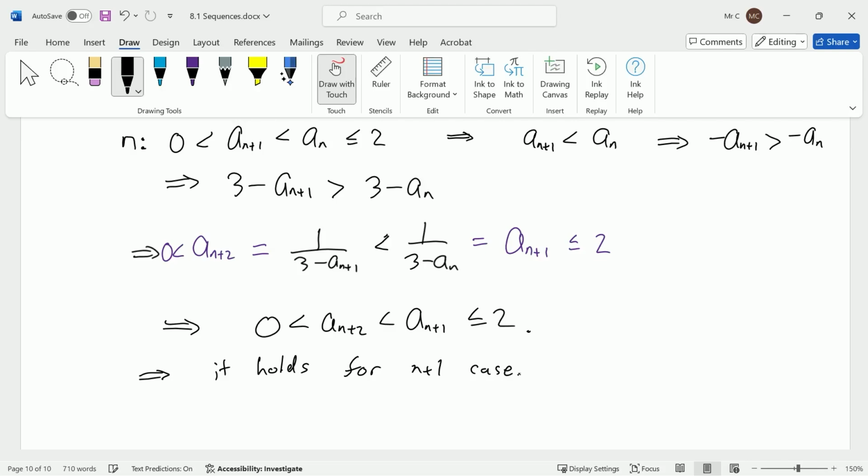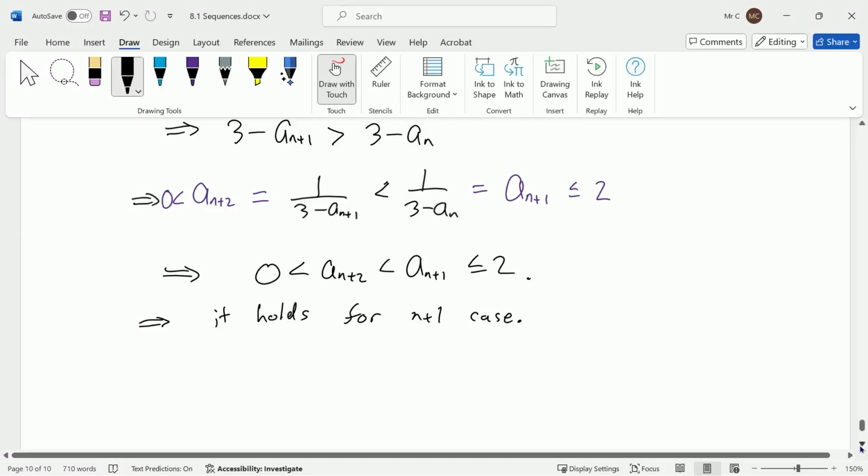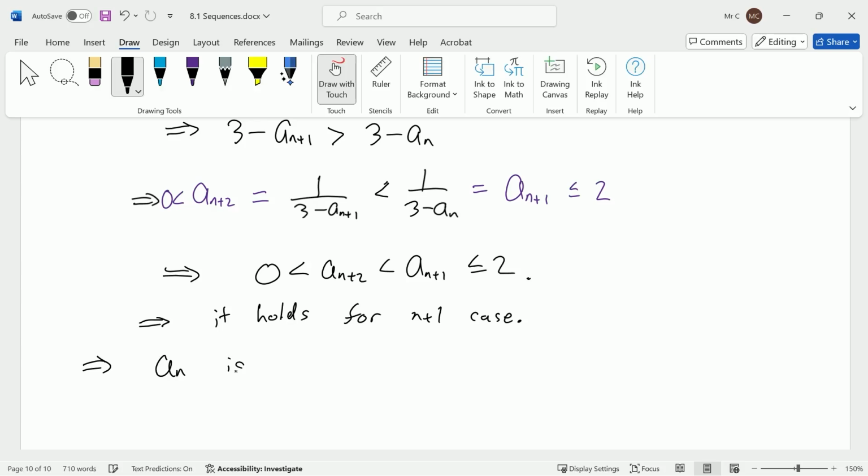Now, proof by induction is a pretty tricky idea, and you won't have to do a whole lot of that in this class, but I did want you to get some exposure to the idea here. Now, what does that do for us? That shows that the sequence a sub n is bounded and decreasing, which implies convergence by the monotonic sequence theorem.